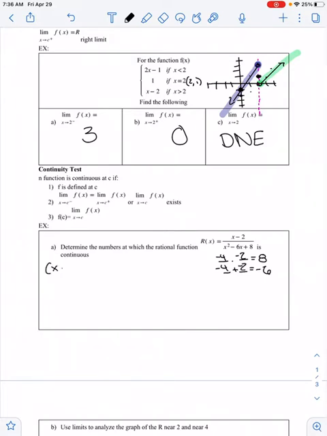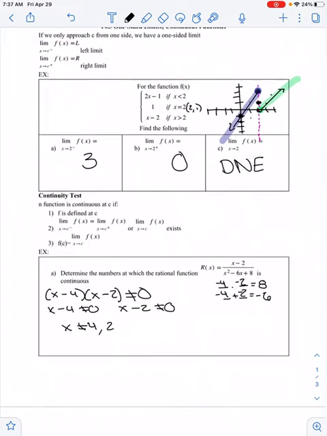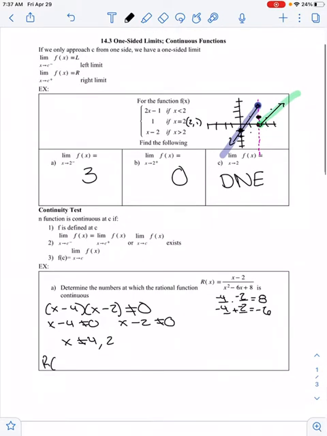So the factors are x minus 4, x minus 2, and these cannot equal 0. So x minus 4 can't equal 0, and x minus 2 can't equal 0. So that means x cannot equal 4 or 2. So the function is discontinuous at both those x values. So r of x is discontinuous at x equals 4 and 2.